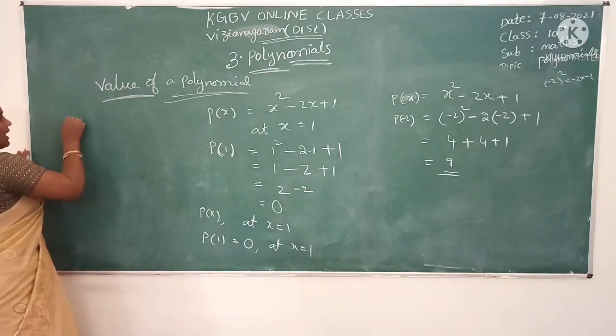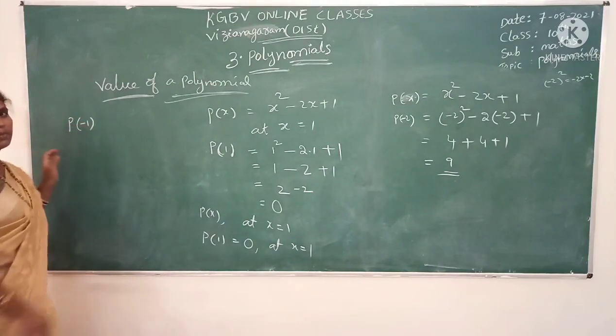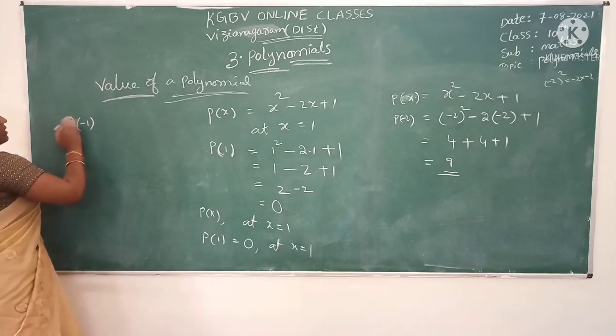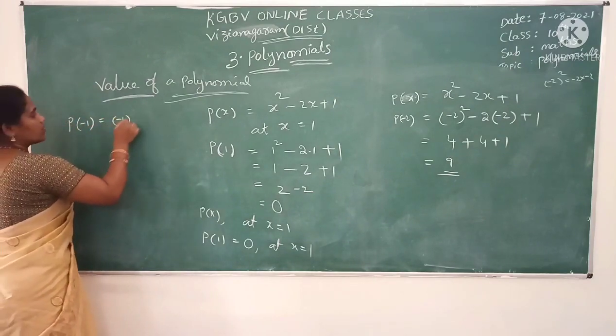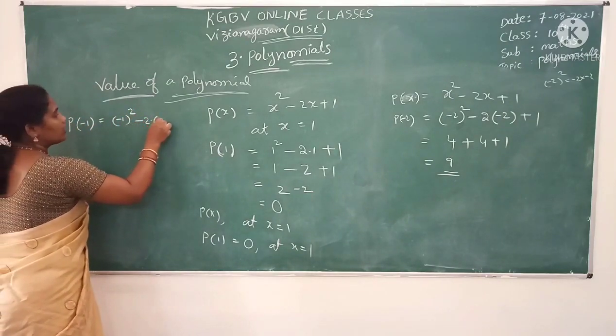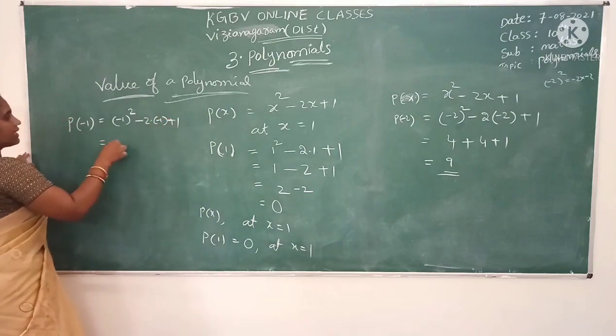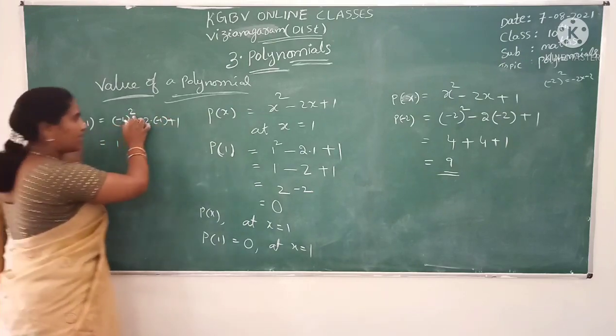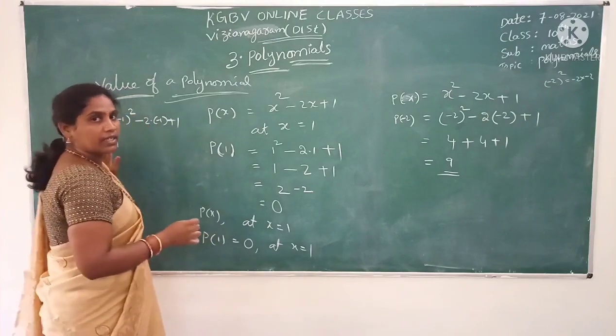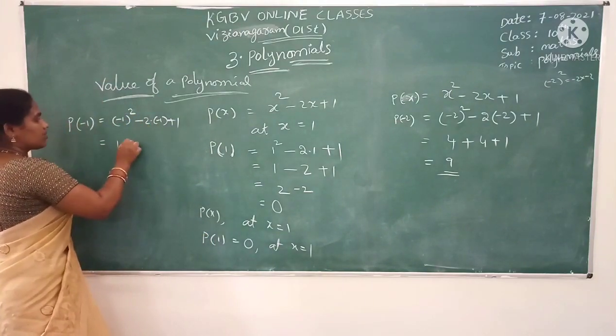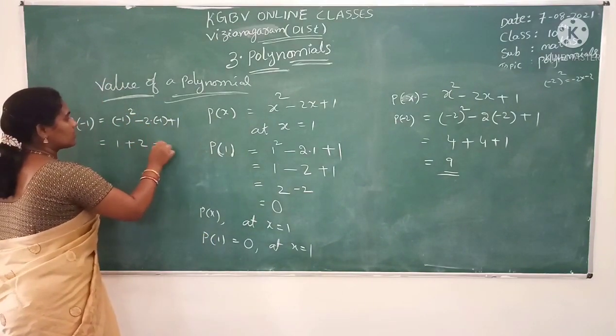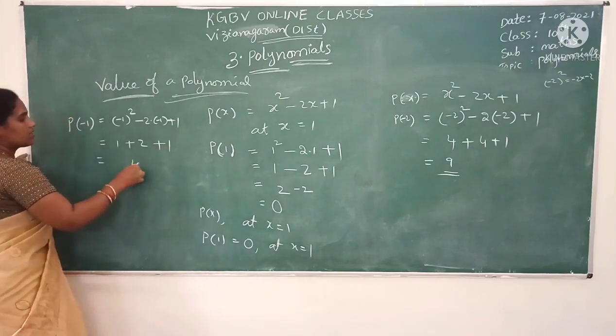Now find P of minus 1, which is equal to minus 1 whole square minus 2 into minus 1 plus 1. Minus 1 whole square means minus 1 into minus 1, that is plus 1. Minus into minus is plus 2, so 1 plus 2 is 3, plus 1. That value is 4.